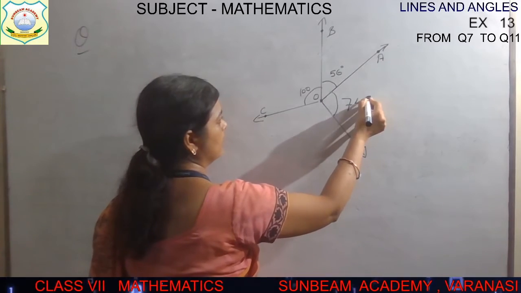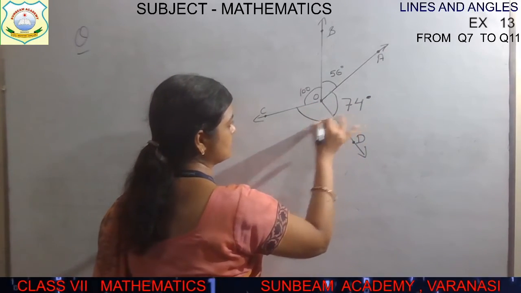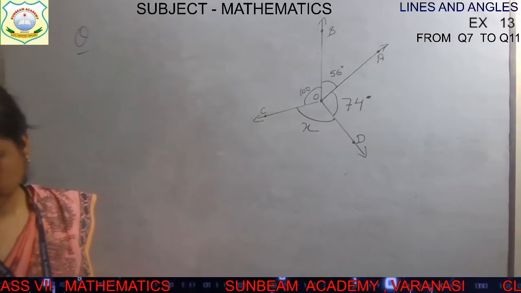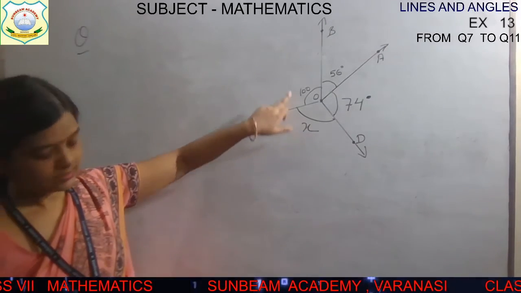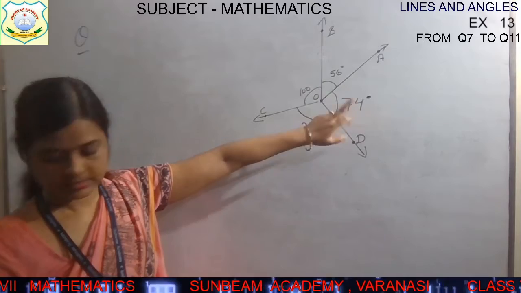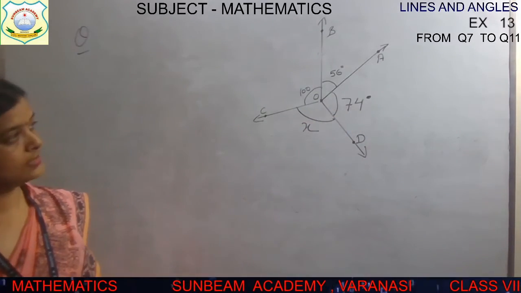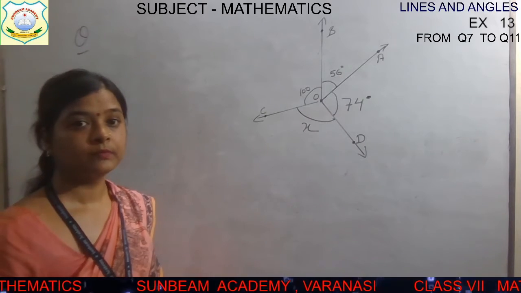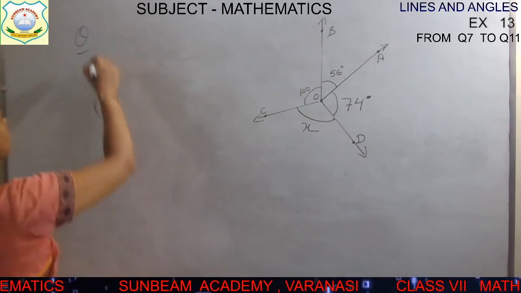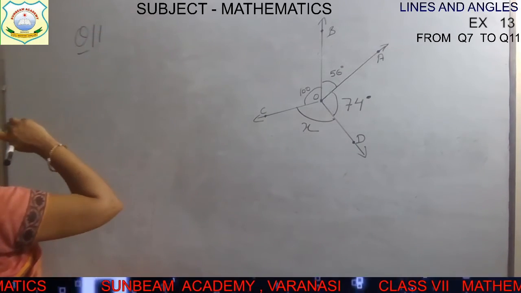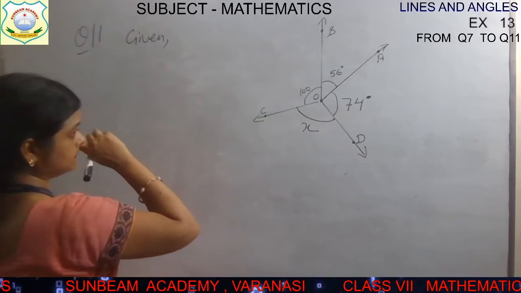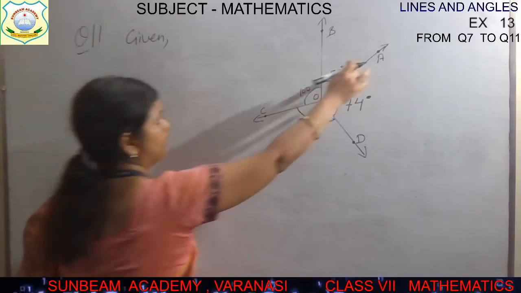Now what have they asked? They have asked this angle and they have already written it as x. X, 100, 56, 74. Yes, I have drawn the diagram. Now this is question number 11, so write down question number 11. First of all, you will write the given parts, given all the angles.